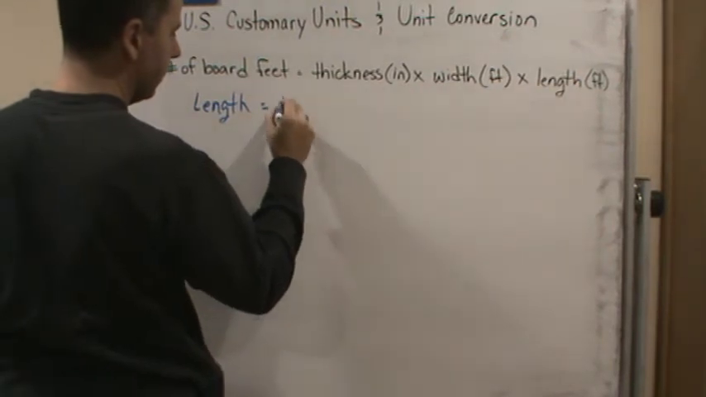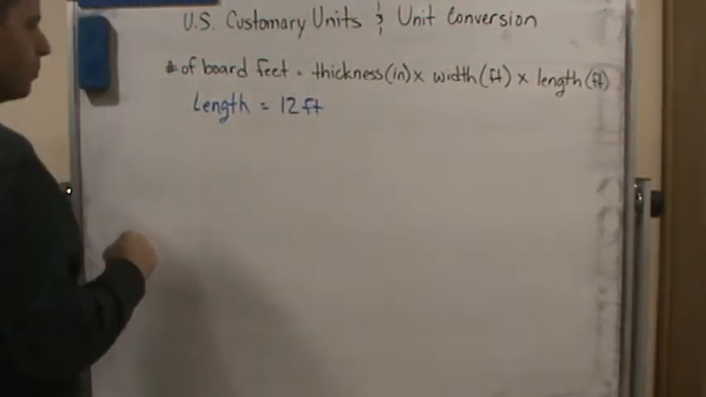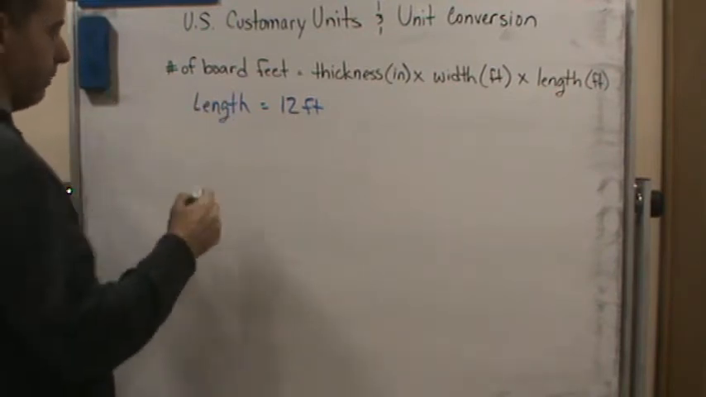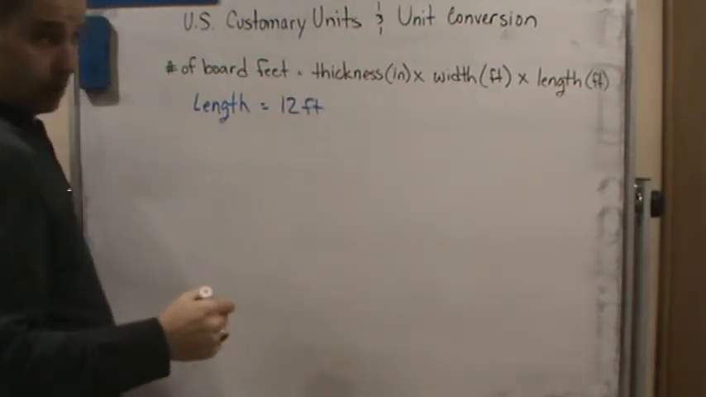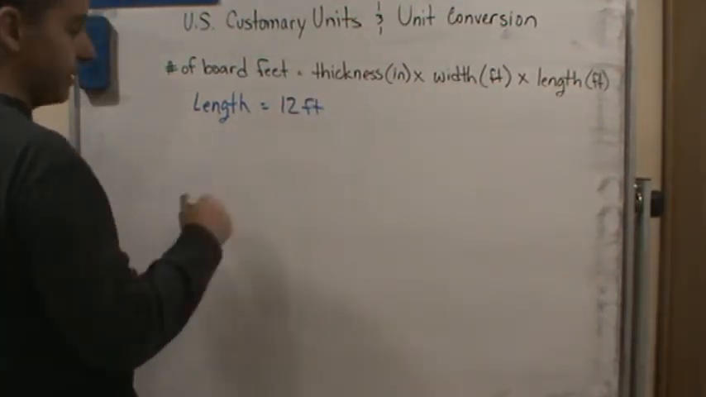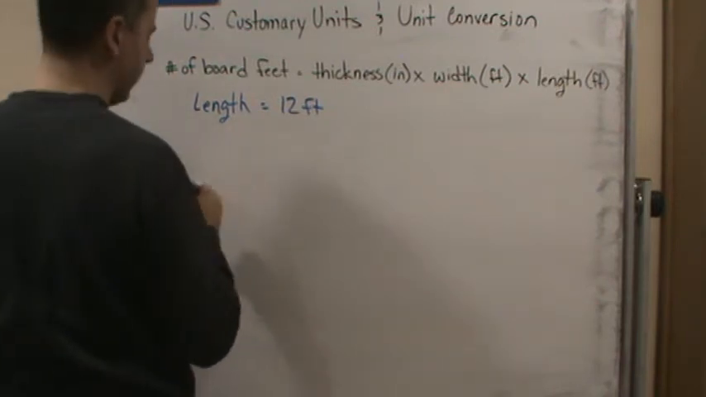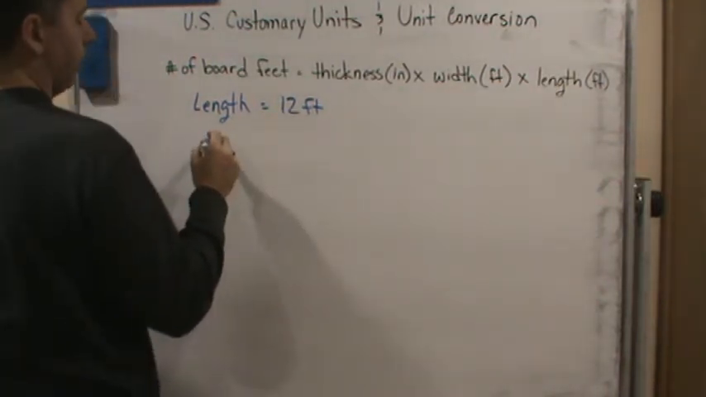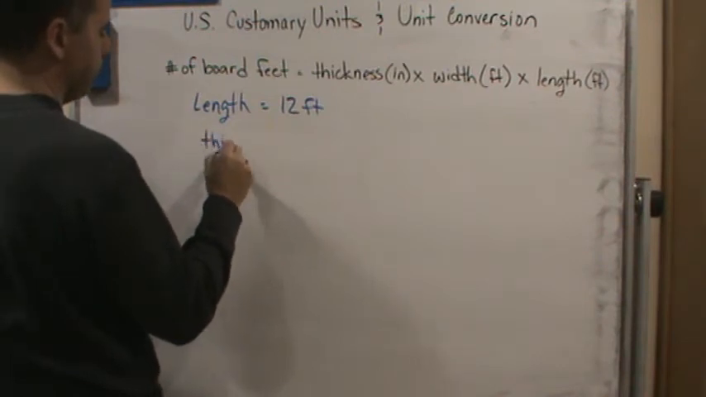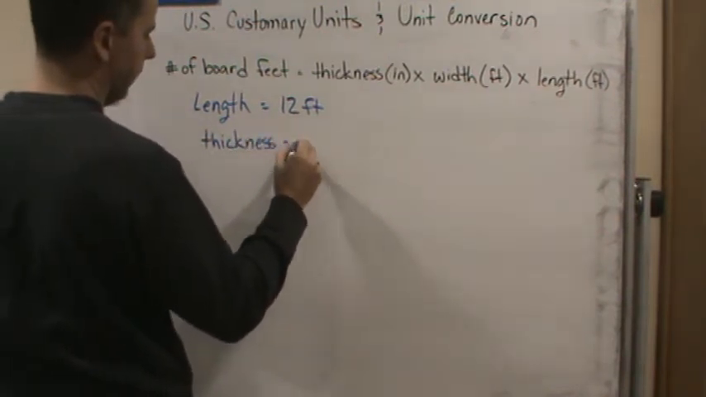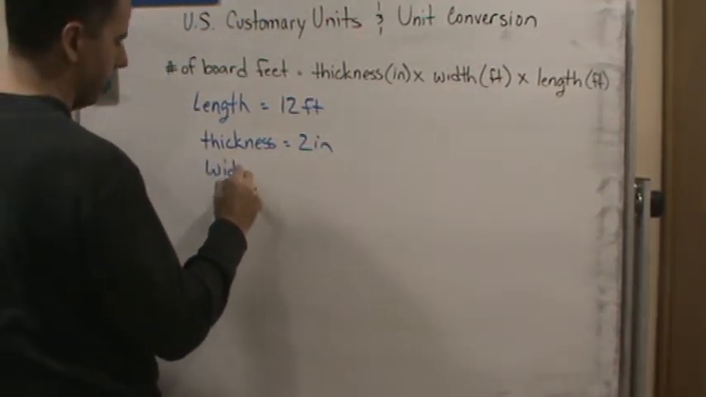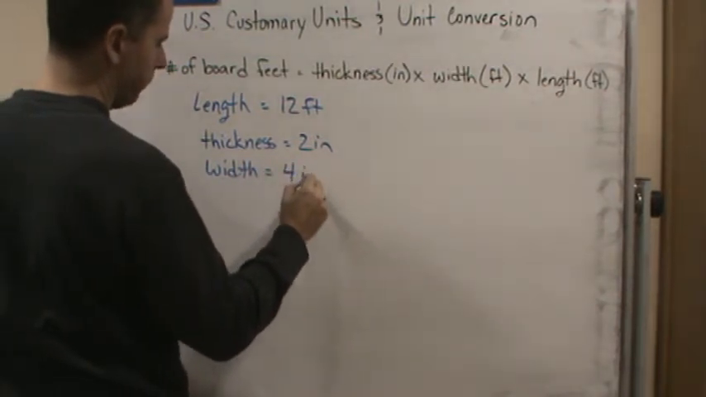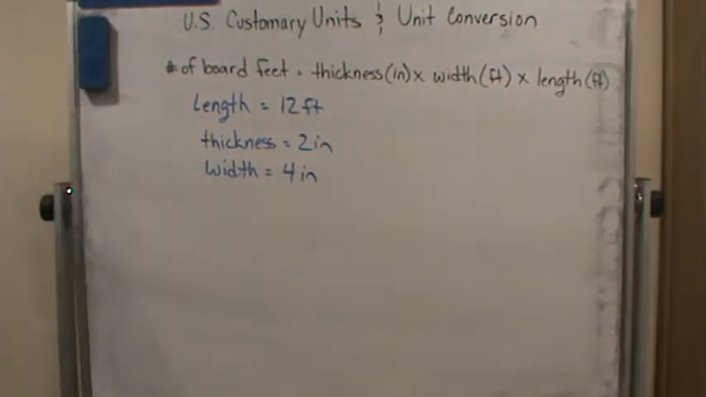Length is 12 feet. The width, now again, we're using the dimensions that we normally use, 2x4. So for board length, we're going to use the length, not the actual length, but the length that we are given. So it's 2x4. The thickness is 2 inches, and the width is 4 inches. Now, the 4 inches, we're going to have to change that into feet, okay?